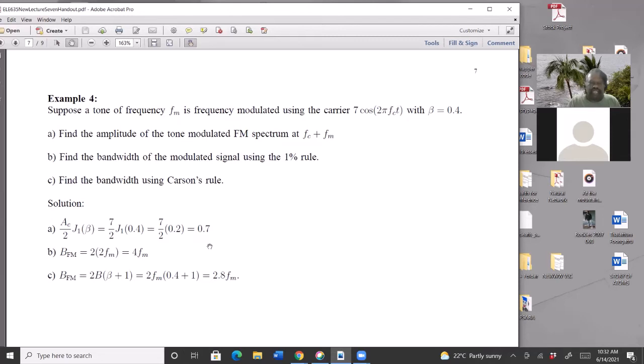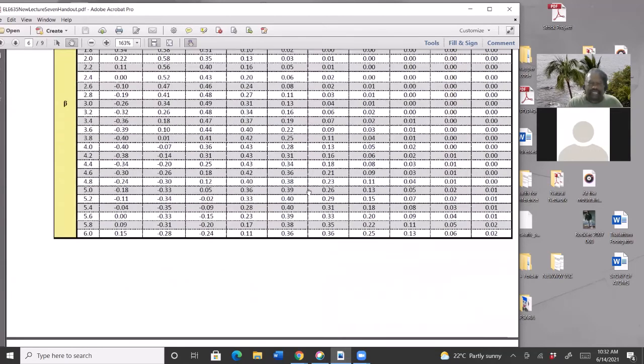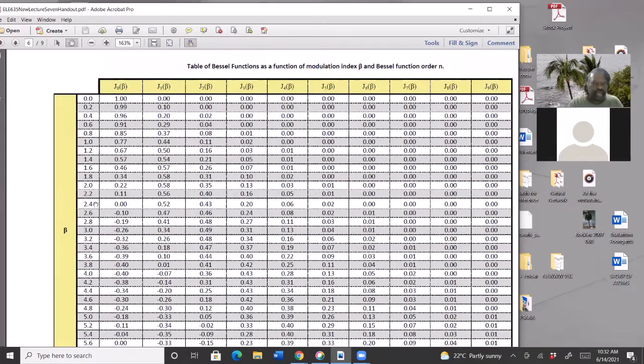Bandwidth of the modulated signal using the 1% rule. So what we need to do is go there and look, for beta equal to 0.4, at when the spectrum dies down. Beta is 0.4. There is J0, J1, J2. After that we don't see anything. So the 1% rule means anything less than 1% you throw away. So the last spectrum occurs at J2.